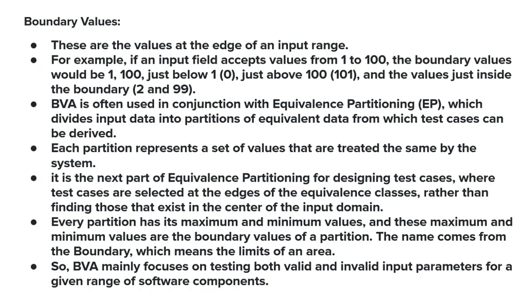Boundary value analysis is often used in conjunction with equivalence class partitioning, which we saw in our last session. In ECP, that is, while using equivalence class partitioning, we divide the input data into partitions of equivalent data from which test cases can be derived. So we divide the test data into valid classes and invalid classes, and we pick one value from them. In boundary value analysis, we can use equivalence class partitioning, in which the data is divided into classes, and then we pick the values from the boundaries.